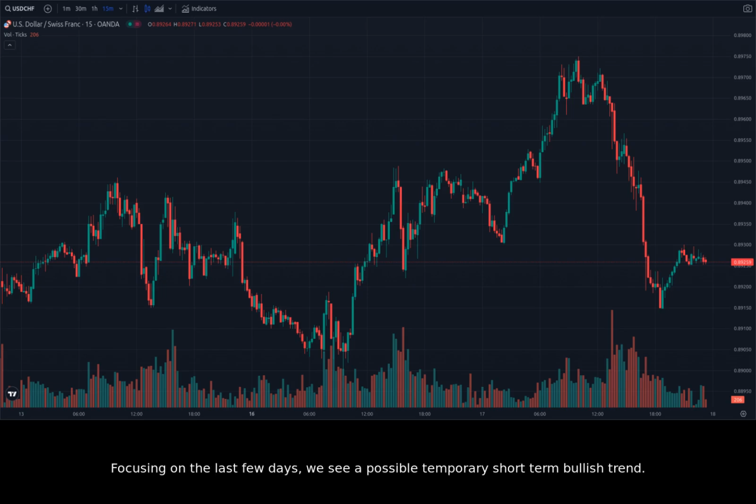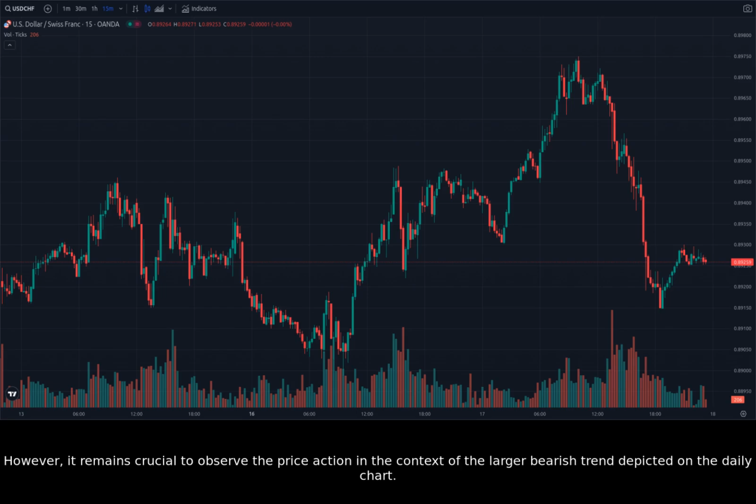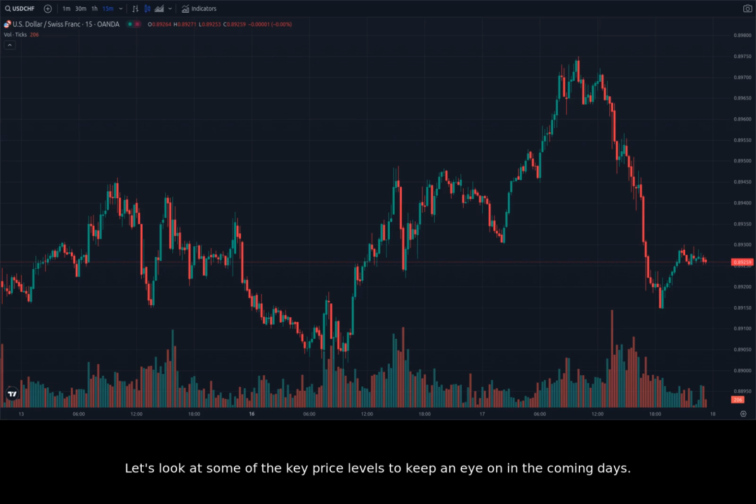Focusing on the last few days, we see a possible temporary short-term bullish trend. However, it remains crucial to observe the price action in the context of the larger bearish trend depicted on the daily chart. Let's look at some of the key price levels to keep an eye on in the coming days.